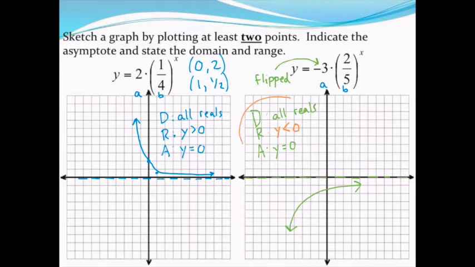So just watch out for negative a values. They're going to change your range around ever so slightly, just so it's less than instead of greater than. But notice it still doesn't touch that asymptote. The range is still going to be just less than, not less than or equal.